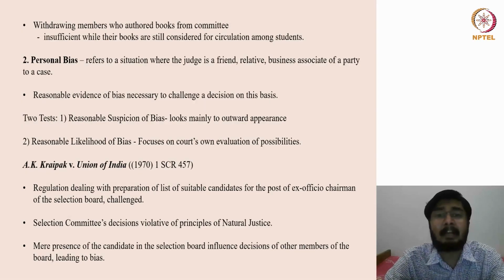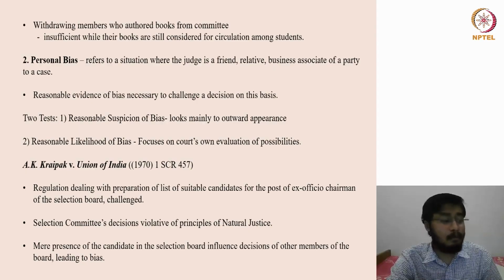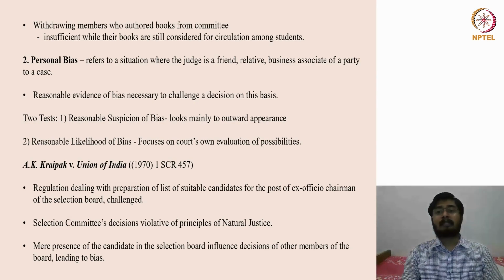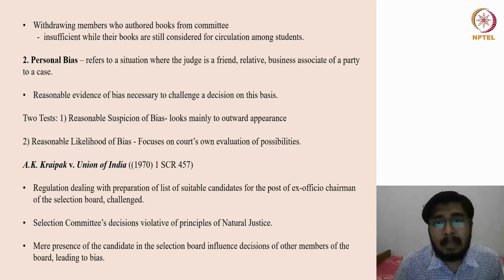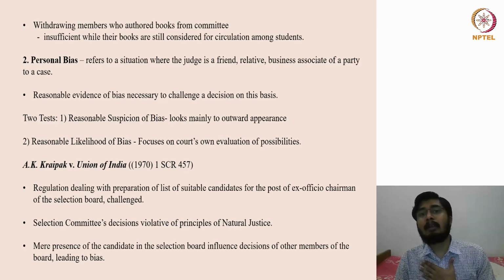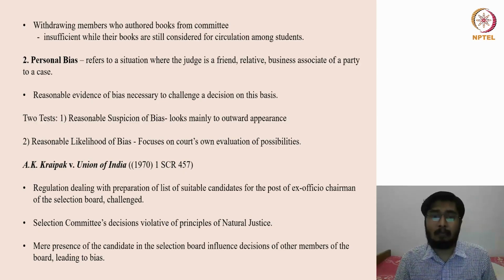Let's see the second kind of bias, which refers to a situation where the judge is a friend, relative, or business associate of a party to a case. Reasonable evidence of bias is necessary to challenge a decision. For example, my son is involved in a case and the matter has been listed before my court.